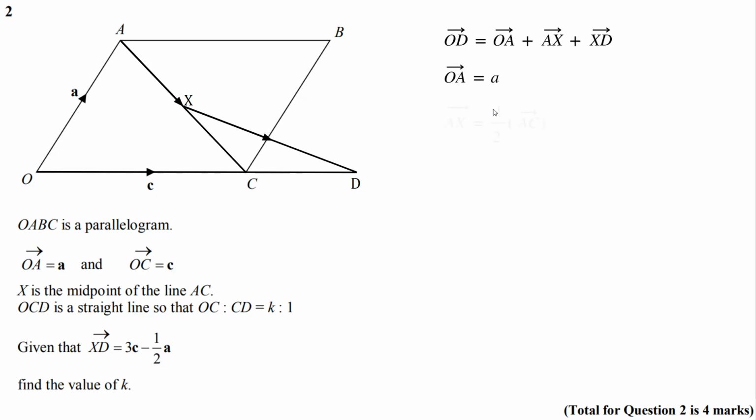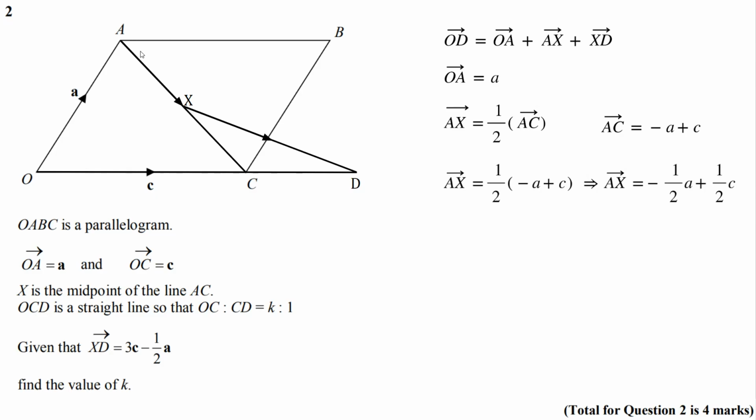So O to A is a, then X is half AC, AC is this, so plug that into there. So A to X has to be minus a plus c, but a half of it, so A to X is minus a half a plus half c, like I've said. This is just showing it the longer way. We've got A to X, we've got O to A, and we've got X to D, because the question tells us X to D. So we've got everything we need here, so just plug this into there, plug this into there, and plug this into there. To get this, simplify it, so OD equals 7 over 2 c.